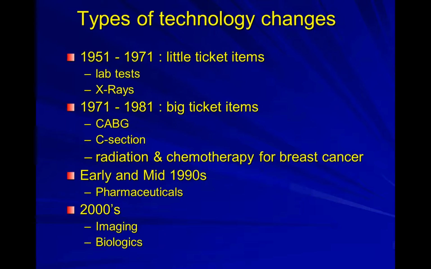In the 70s, there were bigger ticket items: CABG, which is open heart surgery, C-sections for childbirth, radiation and chemotherapy for breast cancers. In the early and mid-90s, we spent a lot of time talking about pharmaceuticals. More recently, we've talked about advanced imaging and biologics.